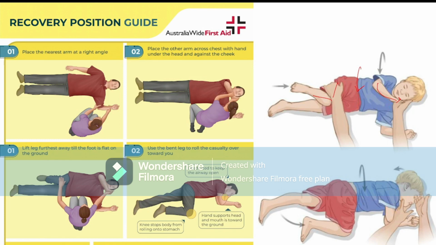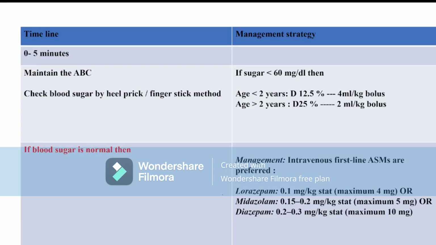So if the patient comes to your emergency, in the first 5 minute interval, you have to maintain the ABC, that means airway, breathing, and circulation. You check the blood sugar by heel prick or finger stick method, and do the IV cannulation, and take the blood sample for CBC, CRP, electrolytes, urea, creatinine, and do the ABG.